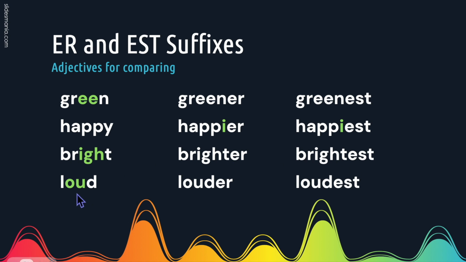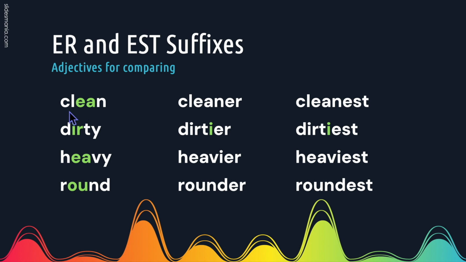OU says ow most of the time. Loud, louder, loudest. EA says E most of the time. Clean, cleaner, cleanest. IR says ir. Dirty. Notice that when we add a suffix that starts with a vowel, the Y becomes an I. So we change the Y to an I before we add the er or the est. So dirtier, dirtiest.